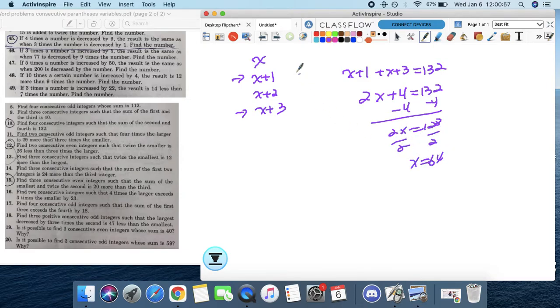So my first number is 64. My second is 65, then 66, and 67. Double check. It says that if you take the second one and add it to the fourth one, 65 plus 67, it should give you 132. And it does.